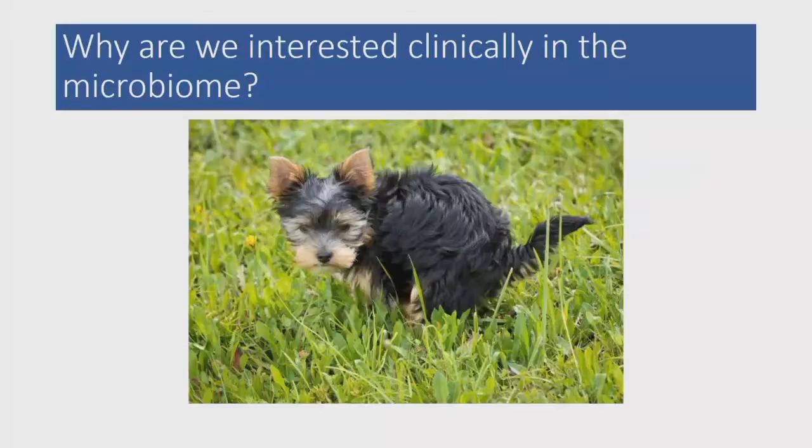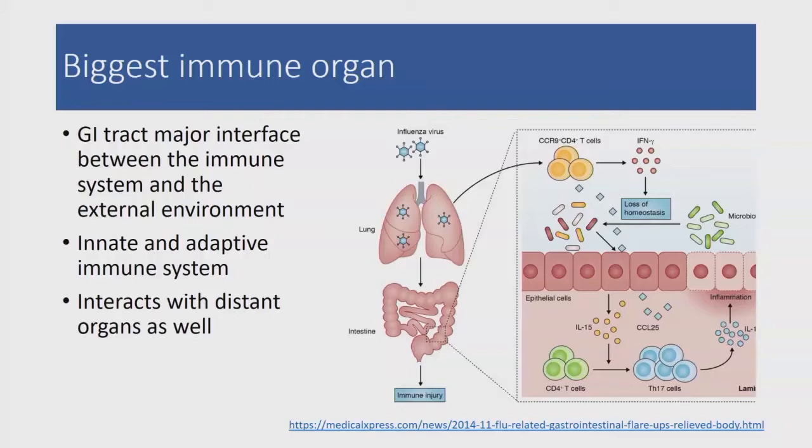So why are we interested clinically in the microbiome? Well, the microbiome, or the gut, is the biggest immune organ in the body. And it's the major interface between the immune system and the external environment. And there is an interaction between the gut and distant organs as well. And so there's a lot of interesting work that's going on.